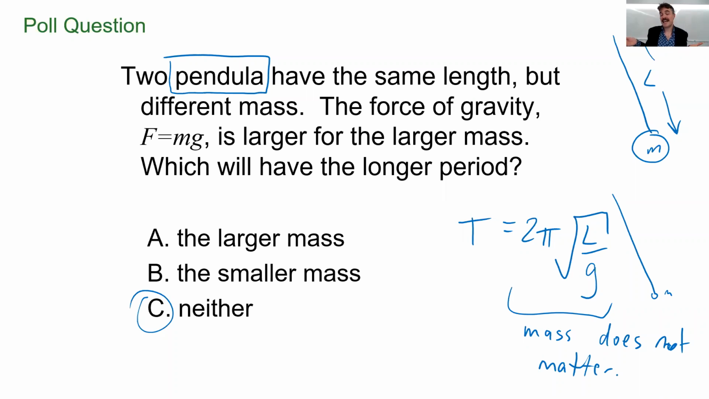For those of you who answered A, it is true that for a mass on a spring, where the force is coming from the spring, the larger mass will have a longer period. It would have been A there. But for a pendulum, the force driving the simple harmonic motion is the force of gravity. If you increase the mass, you increase the inertia, just as with a mass on a spring, but you also increase the restoring force. Those two effects cancel each other out, and the larger mass has the same period.